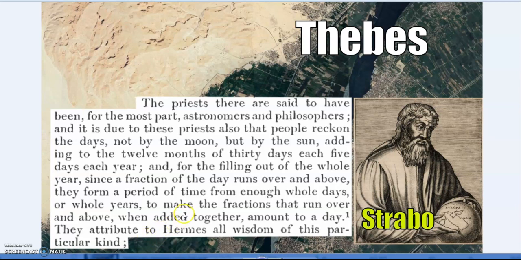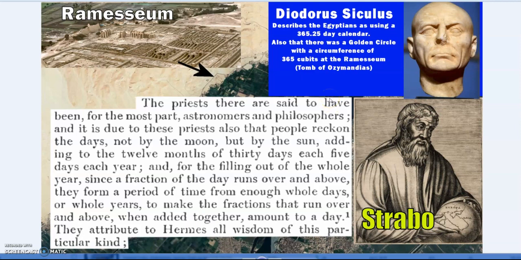But he also points out that there was a fraction that runs over and above, then added together amounts to a day. He's describing 365.242 days, the leap year. Now this is very controversial, whether they had 365 1/4 or just 365. However, Diodorus Siculus describes the Egyptians using a 365 1/4 day calendar. Also he refers to a golden circle with a circumference of 365 cubits at the Ramesseum, which they refer to as the tomb of Ozymandias.